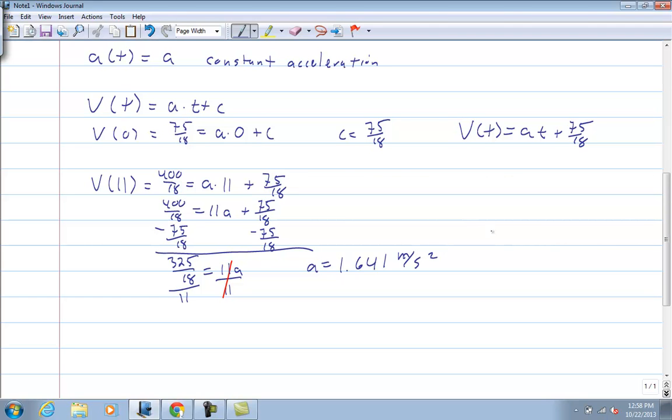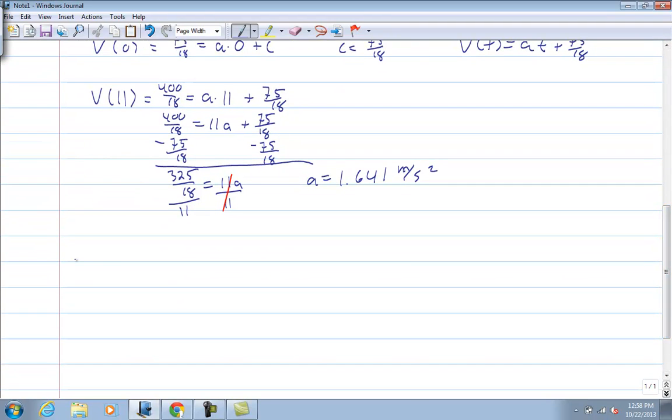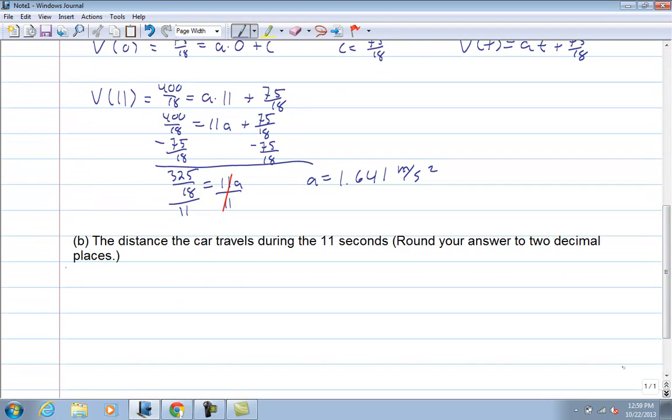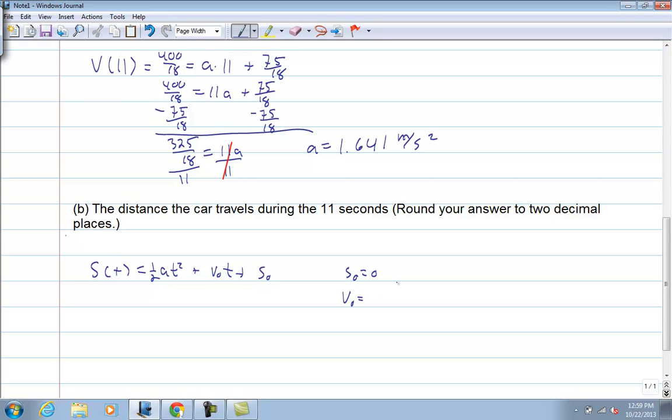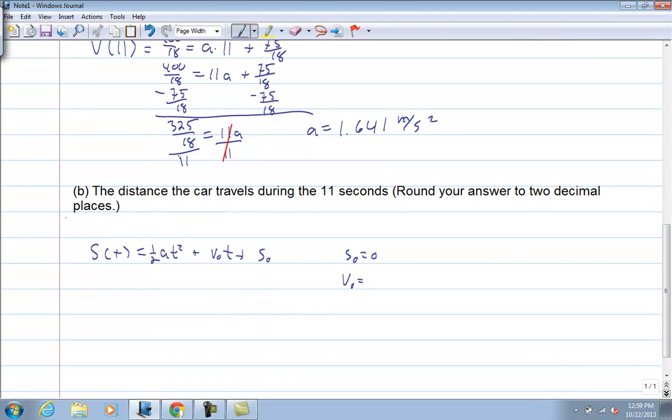So the second part. Bam! There it is. Okay. The distance the car travels during the 11 seconds, I'm going to find that. So we use a position function, s of t equals 1/2 a t squared plus v naught t plus s naught. And in this case, our s naught is 0. And our v naught we know from above was 75/18.